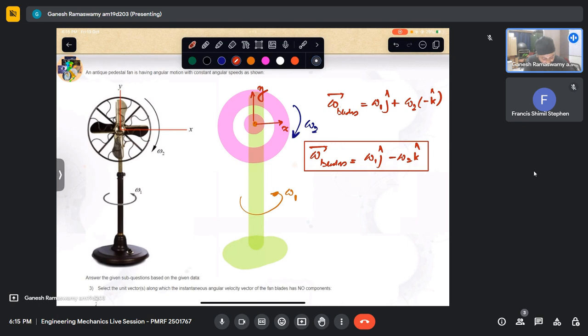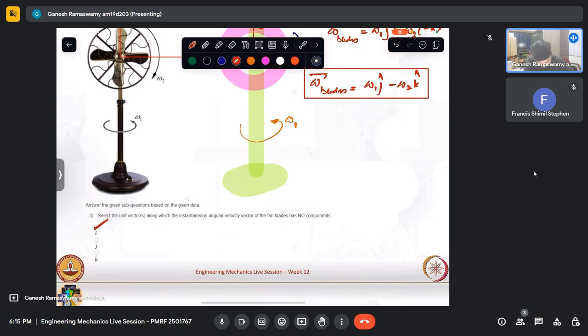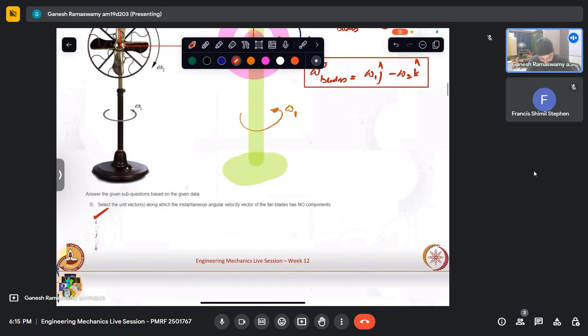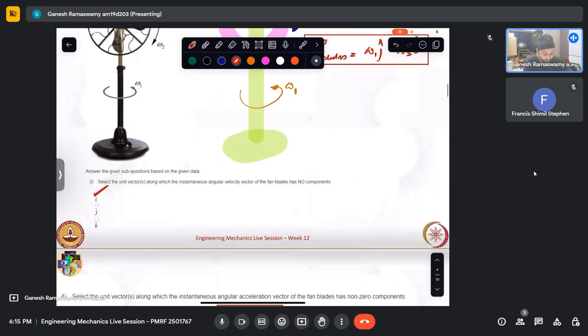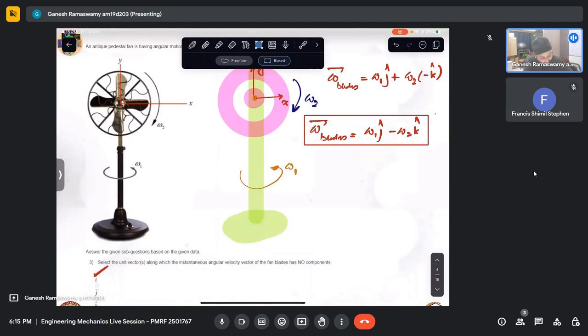So we can clearly see from here that it has j and k component, doesn't have I component. So the answer is the instantaneous angular velocity vector doesn't have I component. Now let us see the next question. Select the unit vectors along which the instantaneous angular acceleration of the blade has non-zero components.